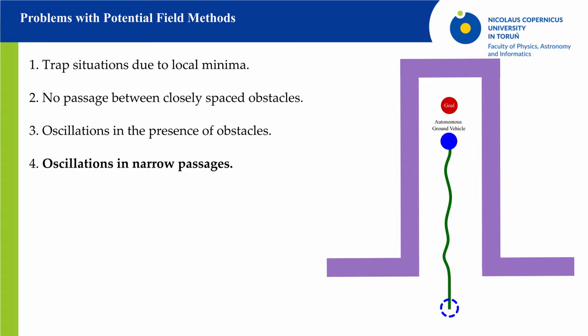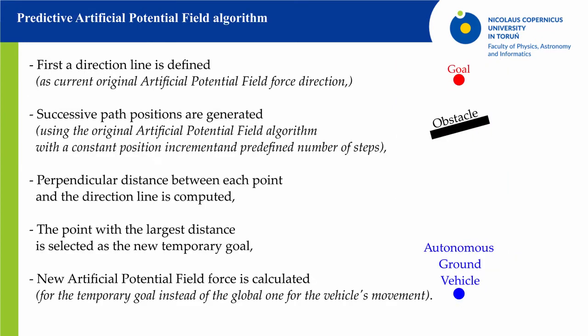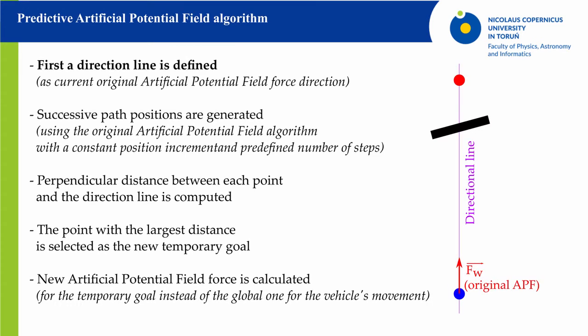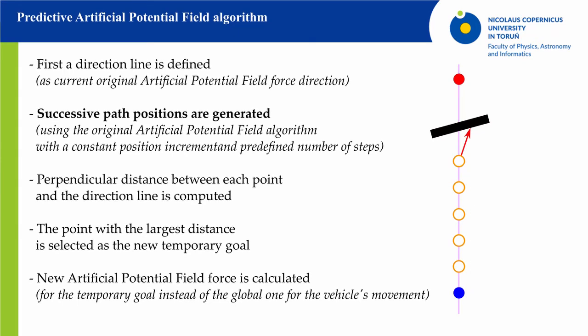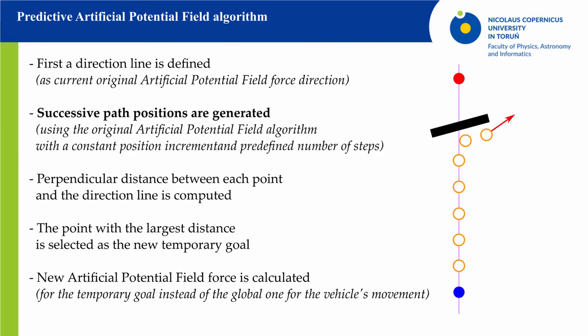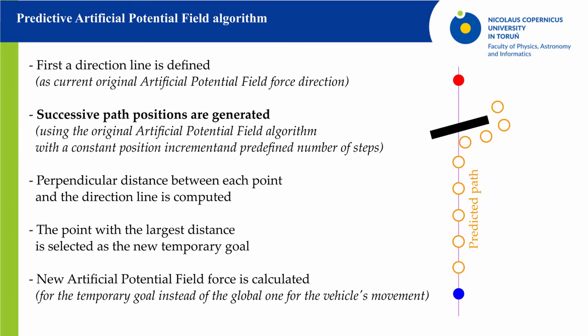In the predictive artificial potential field algorithm, the smoothness of the vehicle's movement and energy efficiency have been taken into account. The steps of the predictive algorithm are summarized in this slide. On its right side, the example environment is presented. Firstly, we create a direction line as the force direction obtained by the original artificial potential field algorithm. Next, the obtained force is used to predict a future position of the vehicle by using a constant step size in the obtained direction. The process is repeated a predefined number of times to obtain the predicted trajectory of the vehicle.